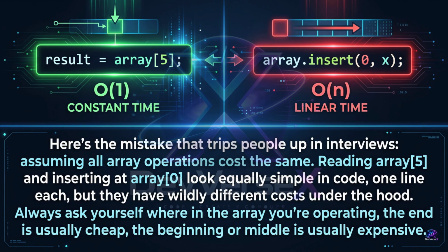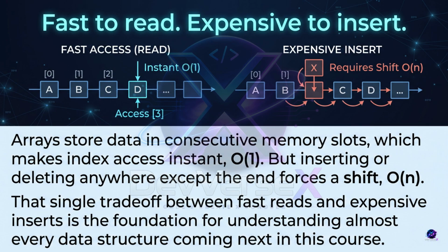Always ask yourself where in the array you're operating. The end is usually cheap, the beginning or middle is usually expensive. Arrays store data in consecutive memory slots, which makes index access instant, O(1). But inserting or deleting anywhere except the end forces a shift, O(n). That single trade-off between fast reads and expensive inserts is the foundation for understanding almost every data structure coming next in this course.